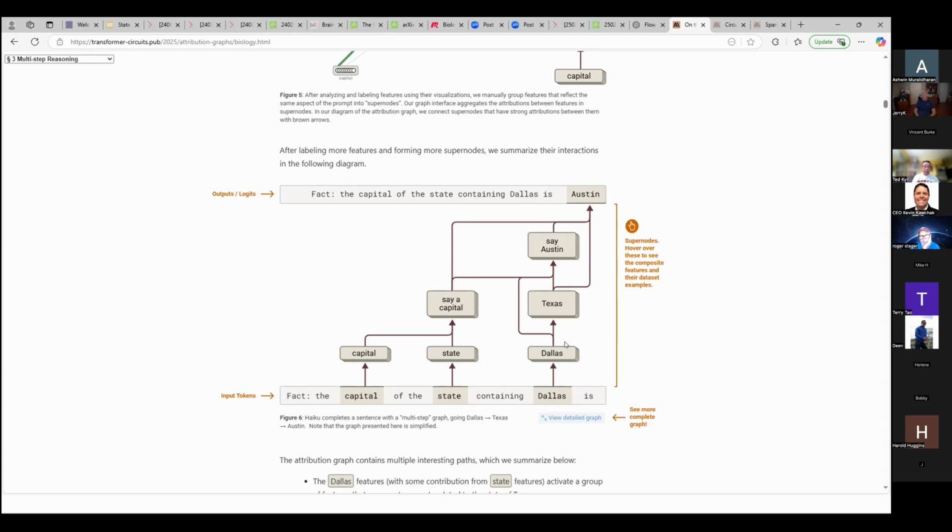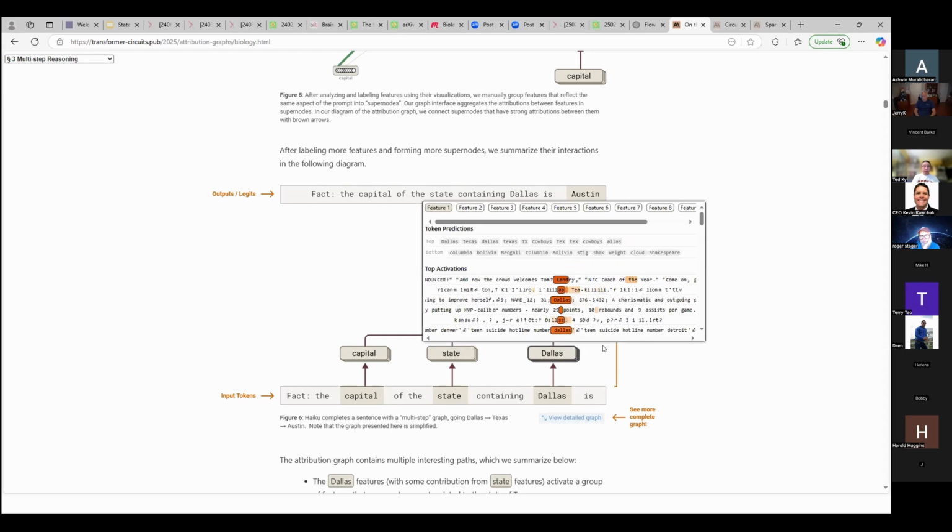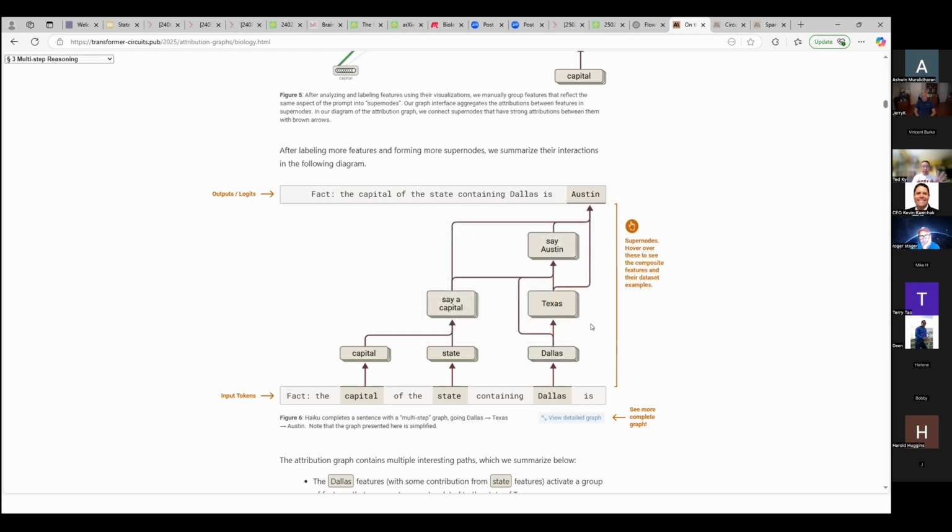The Dallas features do two things. They directly promote, excuse me, I love that this is interactive, but then I accidentally hover over something and there's the pop-up. It directly promotes this Texas set of features that we see in the model. And it also promotes the say Austin features. So that's this path over here. And we'll notice that the Texas features also promote the say Austin features, and they promote the token Austin itself. So they do two things.